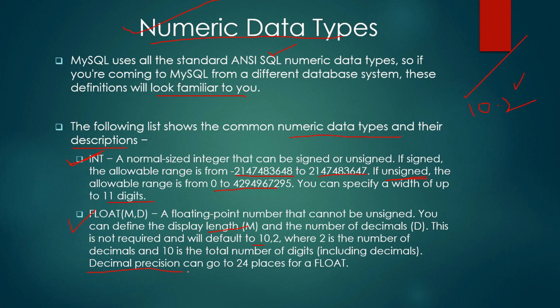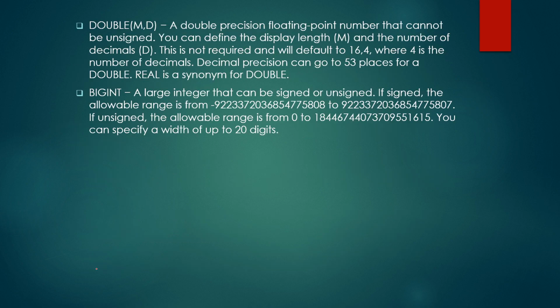Decimal precision can go to 24 places for a float. Okay. Now we have double. A double precision floating point number that cannot be unsigned. You can define the display length and the number of decimals. This is not required and will default to.